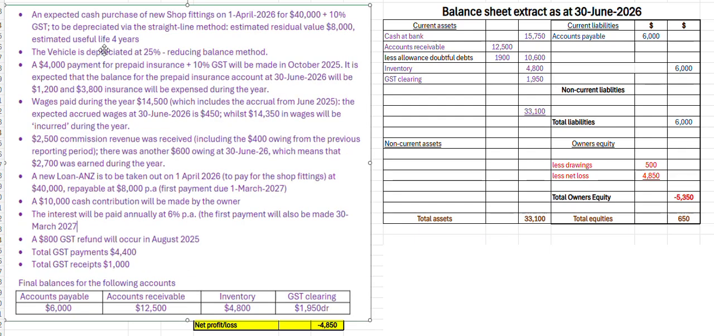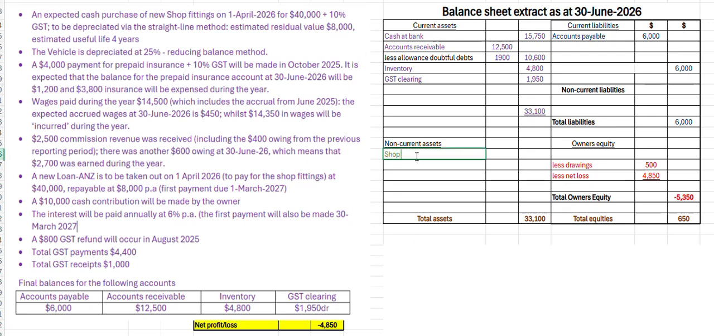And we get to our purple bits. We bought some shop fittings during the year. That's a non-current asset. Our purchase price is where we start, and then we need to deduct our accumulated depreciation so that we can report our carrying value.